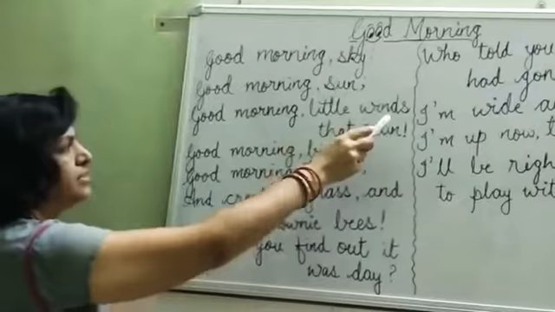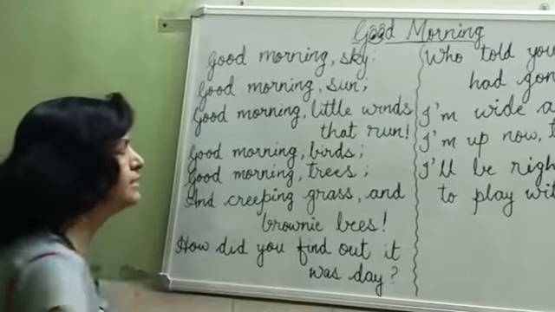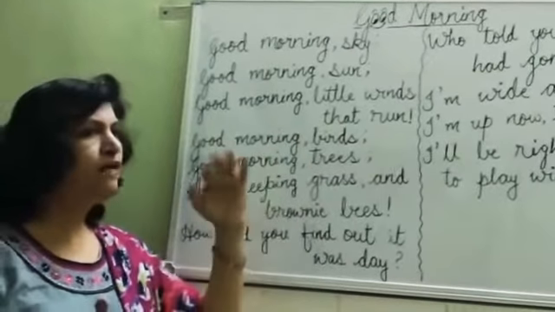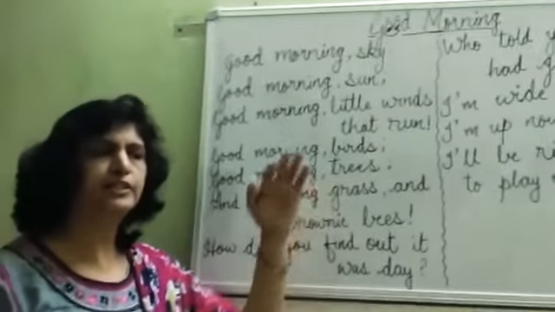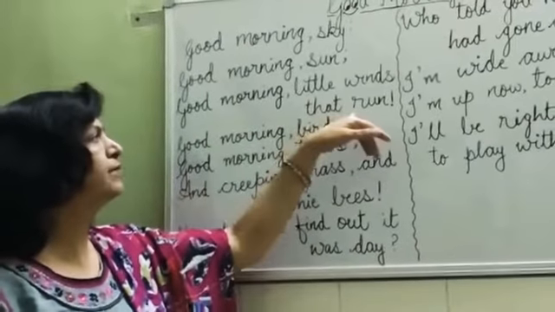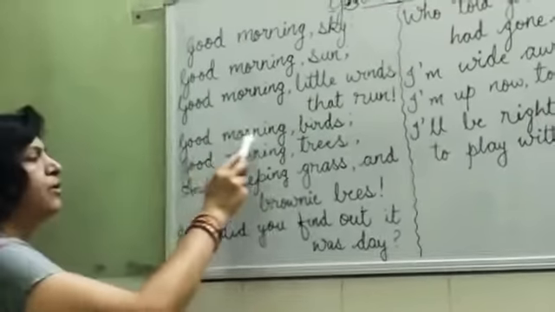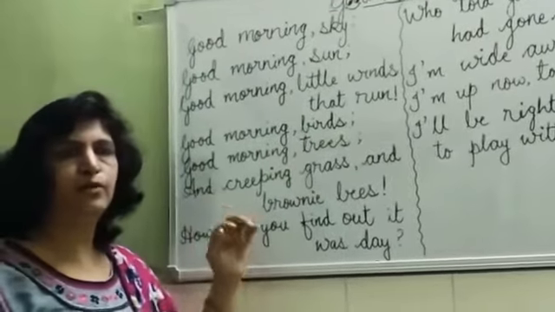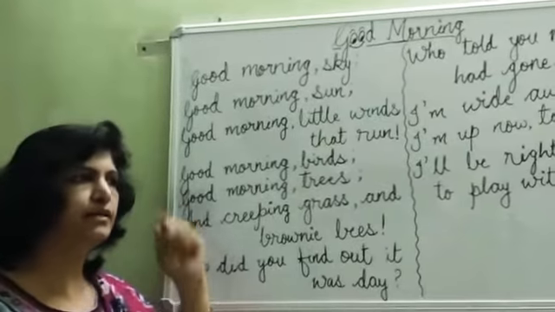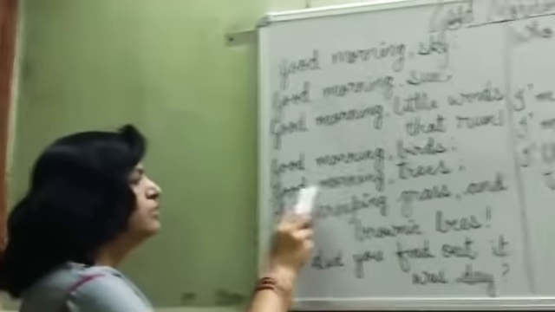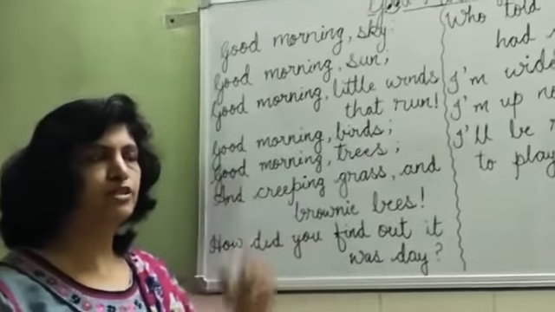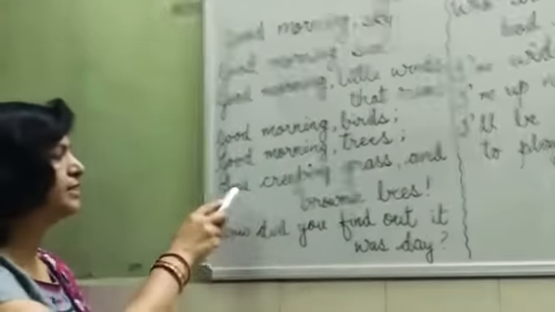Good morning little winds that run. And then the little girl says good morning to the little winds. जो हवाएं चलती हैं, सुबह सुबह जो हवाएं चलती हैं एकदम lightly, the light winds that move, वो उनको good morning बोल रही है. Good morning birds. And then she says good morning to the birds. Every day morning we can hear the sound of the birds. Very nice it looks. Good morning trees. And then she says good morning to the trees which look so fresh, so green.